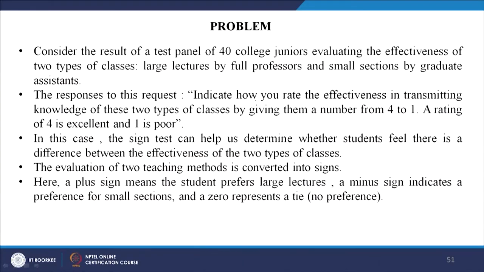The responses to this request indicate how you rate the effectiveness in transmitting knowledge of these two types of classes by giving them a number from 4 to 1. A rating of 4 is excellent and 1 is poor. Suppose I have taken a class and you give me a rating of 4, then it is an excellent class. Suppose you give a rating of 1, it is not a good class, a poor class.